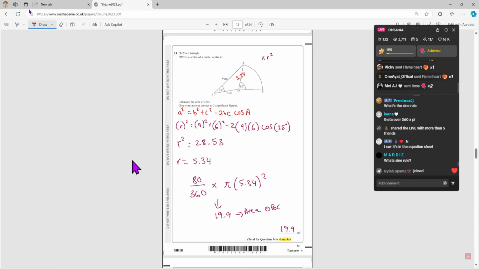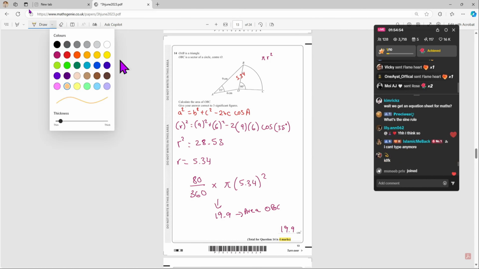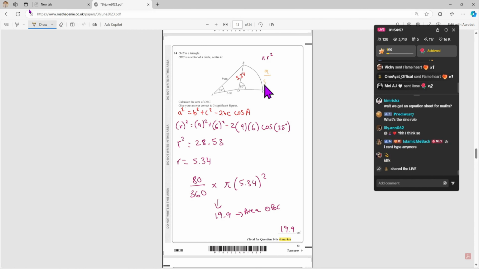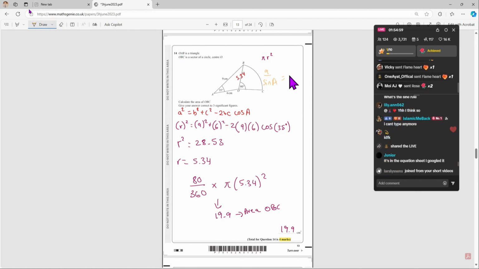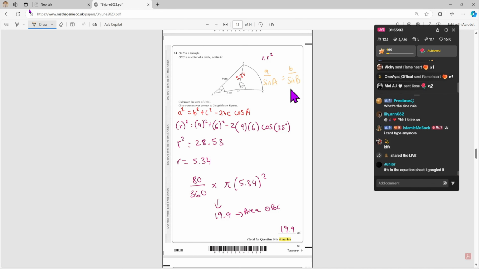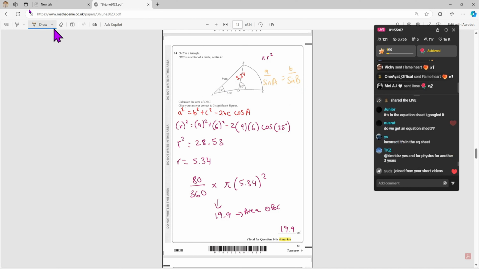But just remember it just in case, guys. So what is the sine rule? You don't need the sine rule for this question, but I'm just going to tell you that the sine rule is just a divided by sine a is equal to b divided by sine b. That is just the sine rule, okay? The capital letters are the angles, and the lowercase letters are the lengths.